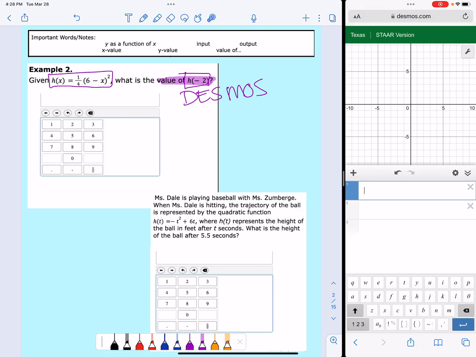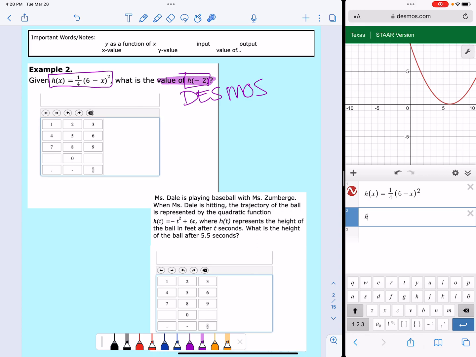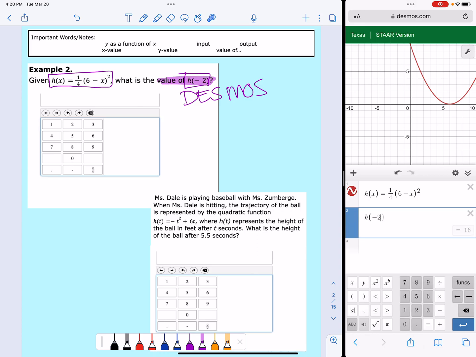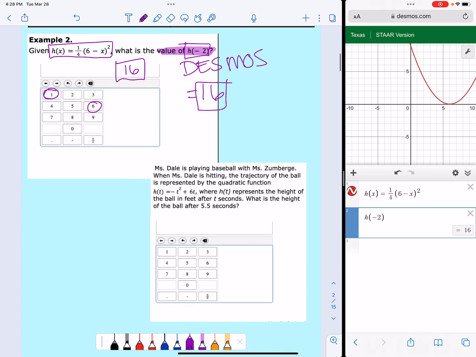So we are going to graph the first one first. We have h of x equals 1 over 4, parentheses, 6 minus x, parentheses, squared. Then I'm going to go to line 2, and I'm going to graph the second thing I see. And it's going to look identical. h of negative 2, and it gives you the answer right here. Equals 16. That is my answer. 16.